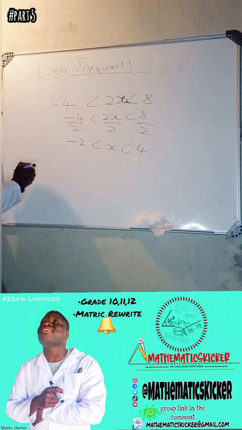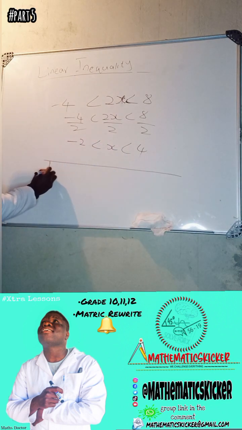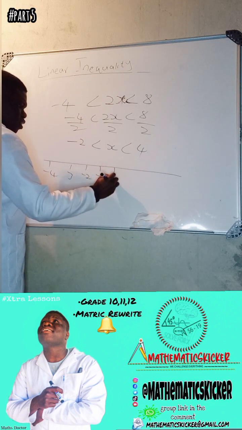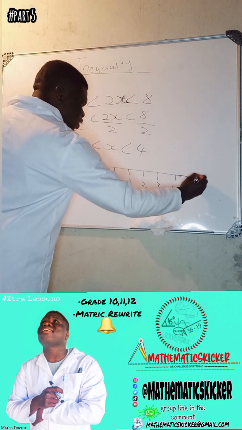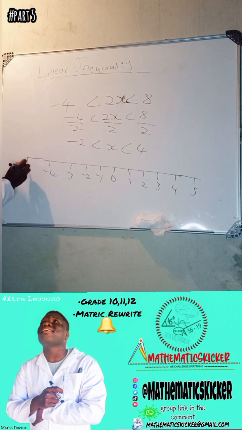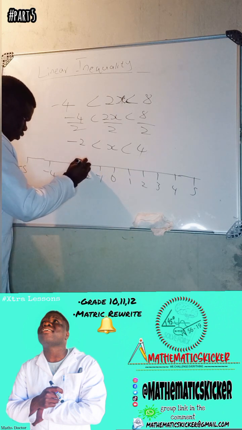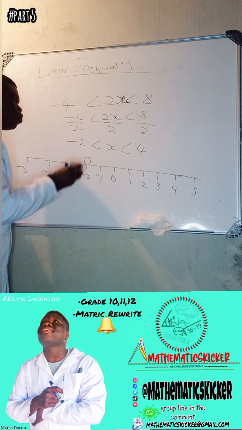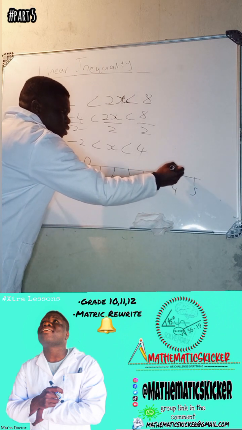Then let's draw our number line. Here's our number line. We'll have minus 4, minus 3, minus 2, minus 1, 0, 1, 2, 3, 4, 5. It's not drawn to scale, right? This is our 0. Where is our minus 2? It's here. We use the exclusive circle, it's not included, so we don't shade. Then on this side we have our 4.